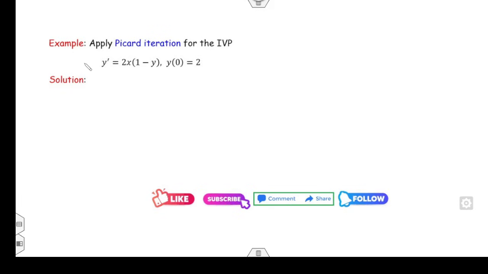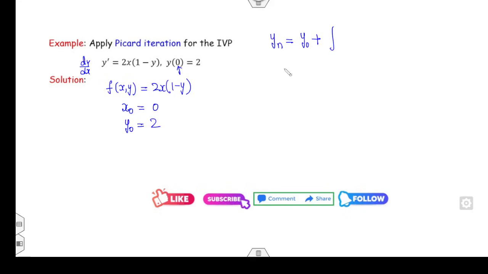So it's a y dash. Y dash means it's dy over dx. Apply the Picard's equations. What is your function? It is 2x(1 minus y). Initial point is 0, y of naught is 2. Then by using Picard's method, we can start from the initial point.